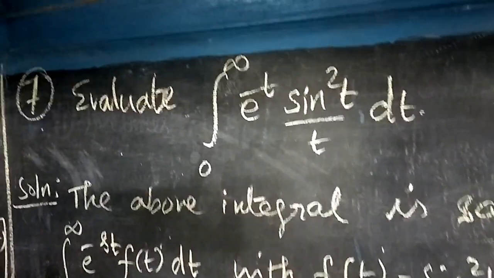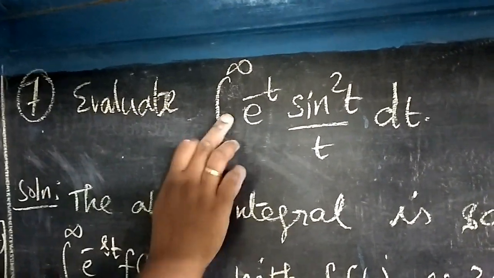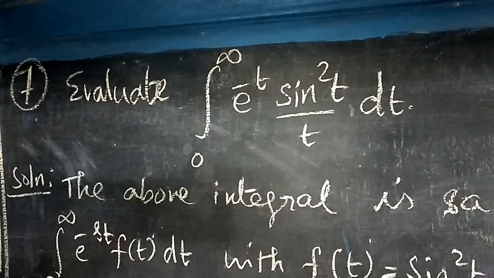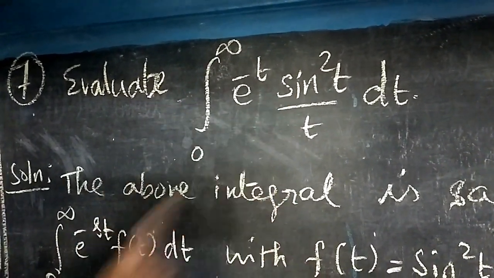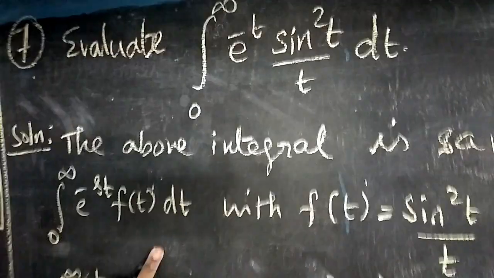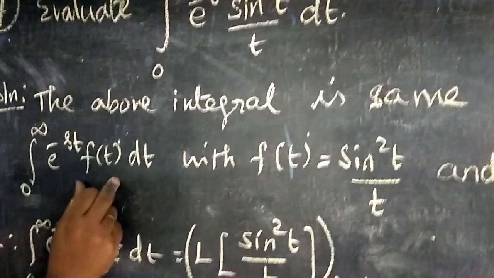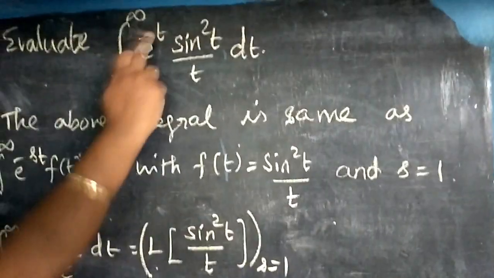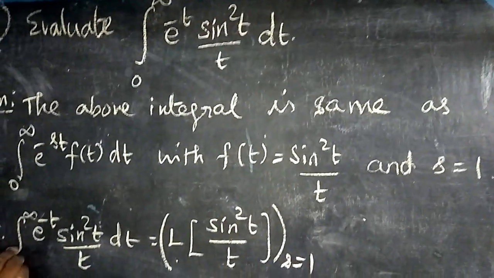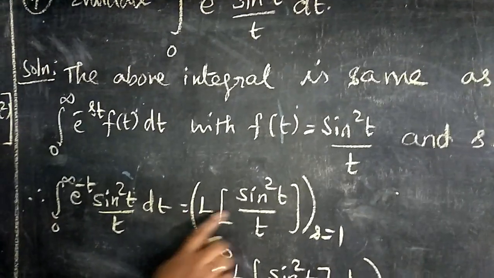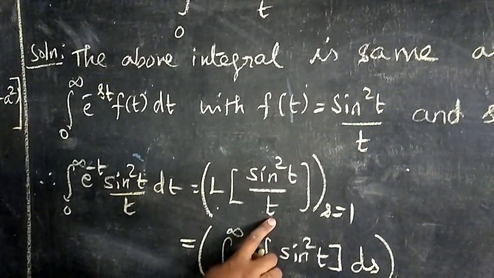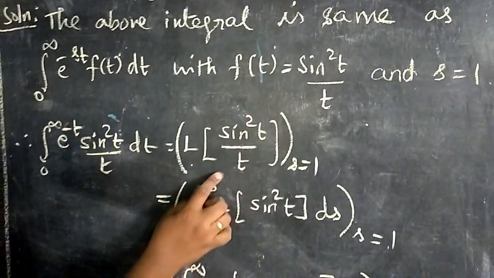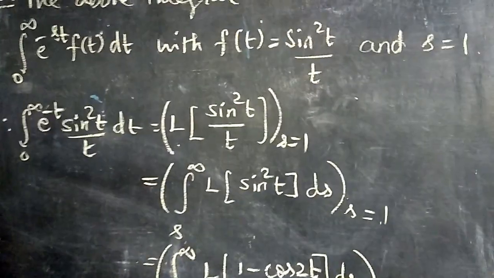Then evaluate the integral 0 to infinity e power minus t sin square t by t dt. Comparing the given integral with the definition of Laplace transform, we see that f of t is sin square t by t with s equal to 1. Therefore, the given integral is equal to the Laplace transform of sin square t by t when s is equal to 1. Let us evaluate the Laplace transform of sin square t by t.